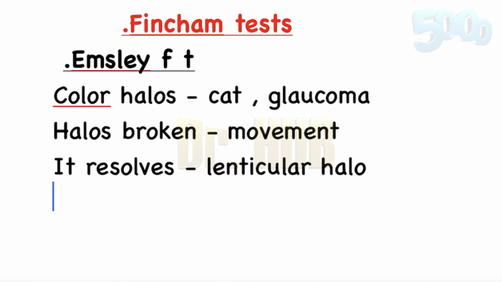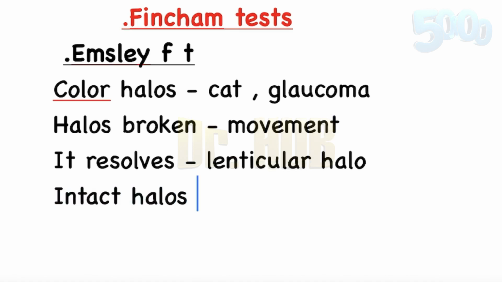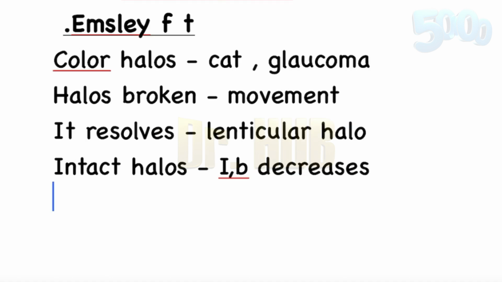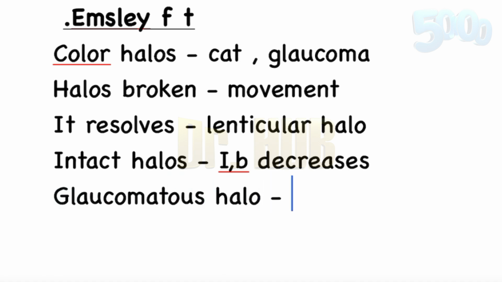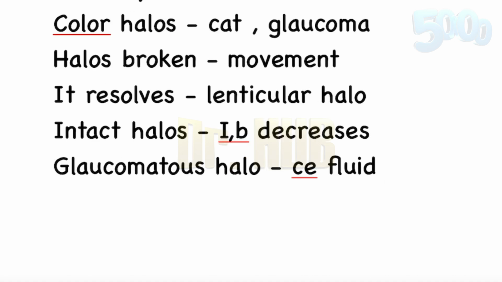Then come the intact halos. In terms of intact halos, the intensity and the brightness are diminished; if you see it, it decreases. And this is the glaucomatous halo, due to fluid accumulation in the corneal epithelium. So intact halos are found in glaucoma, due to the fluid accumulated in the corneal epithelium.